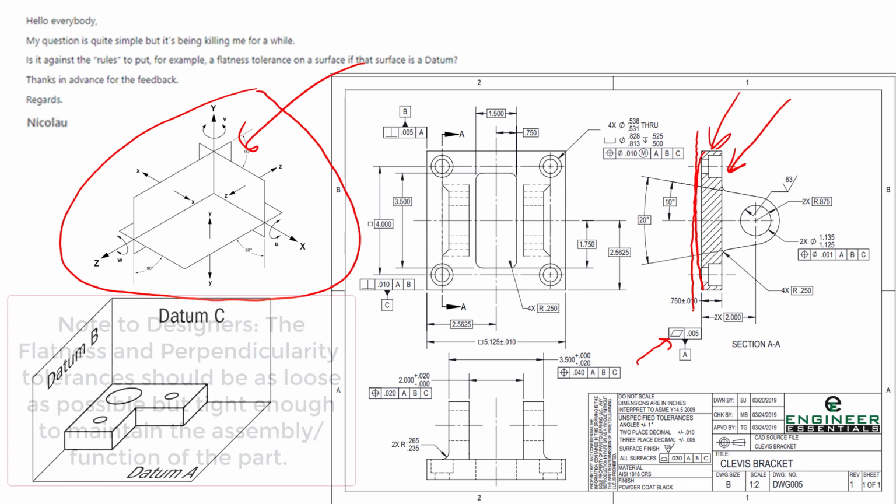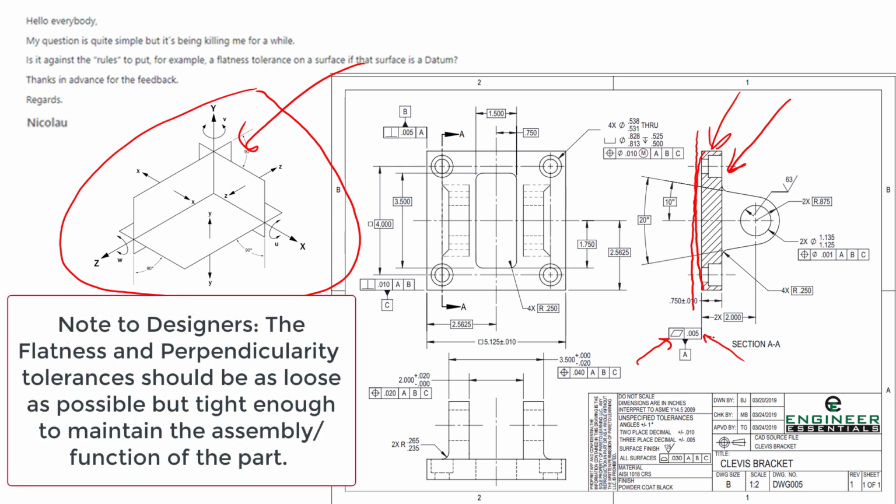By adding a flatness tolerance here, we're ensuring that that surface is flat, right? That's the whole point of flatness. And since it is a datum surface, it's our primary datum here, datum A, we want to make sure that when we put it on our granite table it doesn't wobble, or when we assemble this with the mating component that it mates flush.